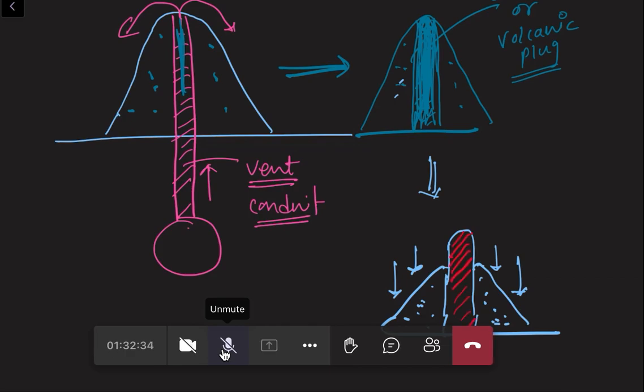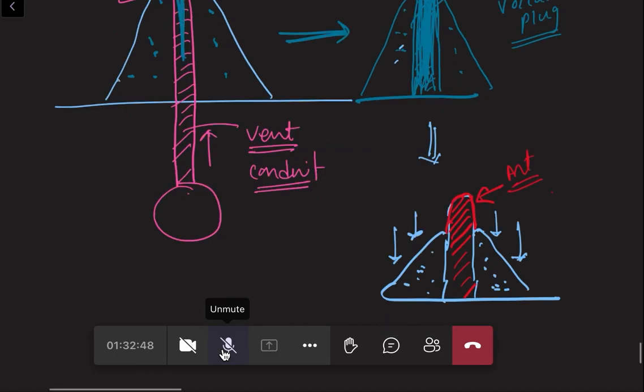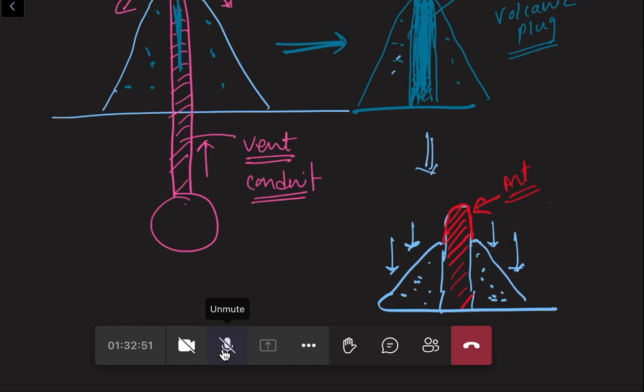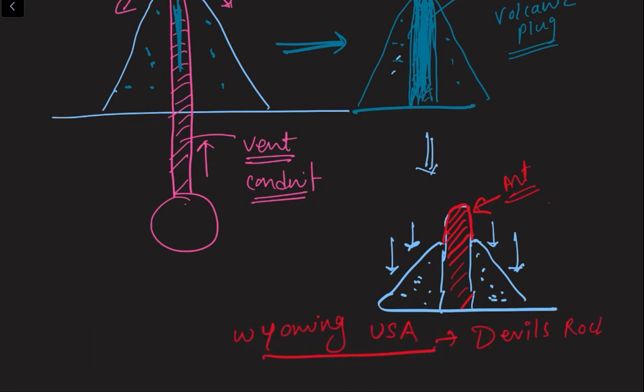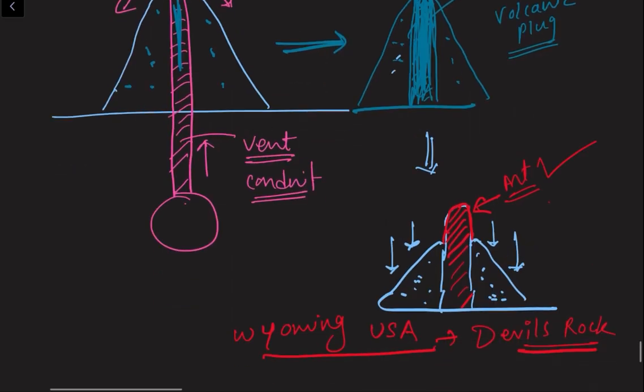Now this volcanic plug again can be called an escarpment. This volcanic plug itself becomes a different type of mountain. So these are escarpment type of mountains. The example of this we can find in Wyoming in USA. There, this type of mountain is called Devil's Rock. So this Devil's Rock is nothing but a volcanic plug. This volcanic plug is transformed into this mountain.